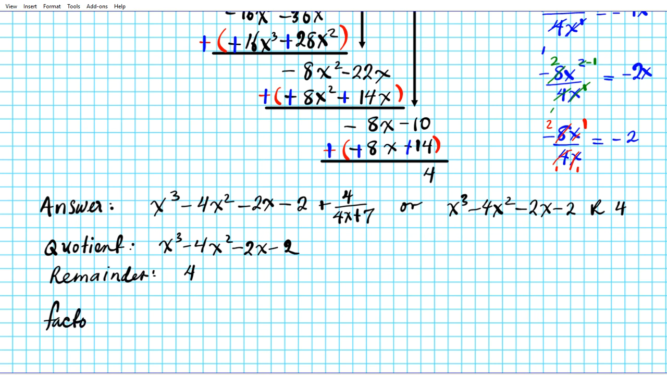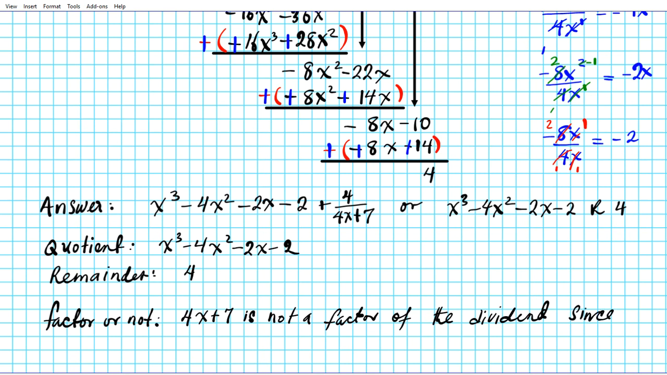Let's address that. Factor or not? The answer is no. 4x plus 7 is not a factor of the dividend. How do we know that? Because we have a remainder that's not 0. Okay, so if the remainder was 0, then the divisor is a factor. But if you have a non-zero remainder, then that divisor is not a factor. Okay, so let's write that down. 4x plus 7 is not a factor of the dividend since the remainder is not equal to 0. We have a non-zero remainder. Okay, so this is how you divide polynomials using the long division algorithm.